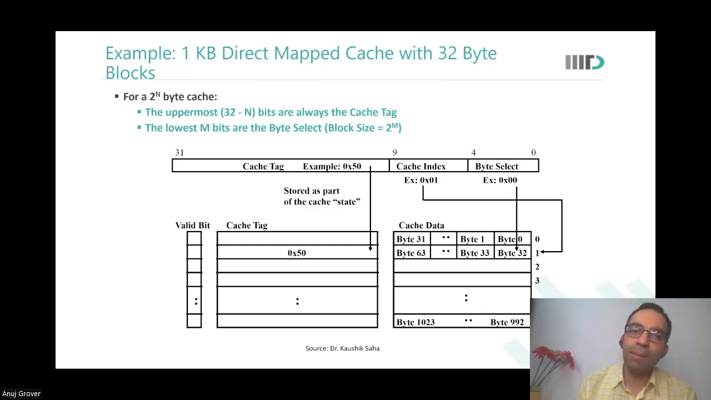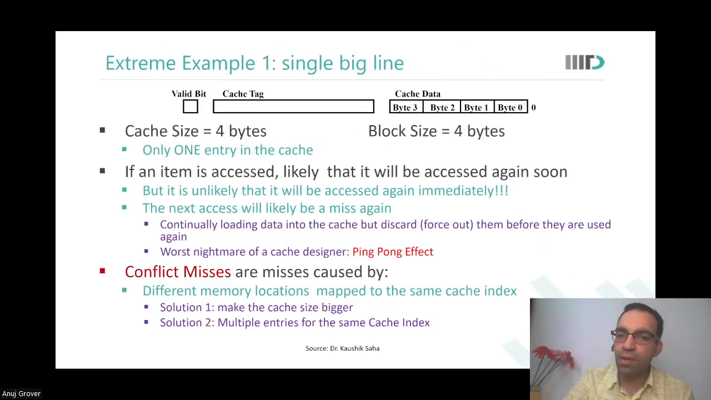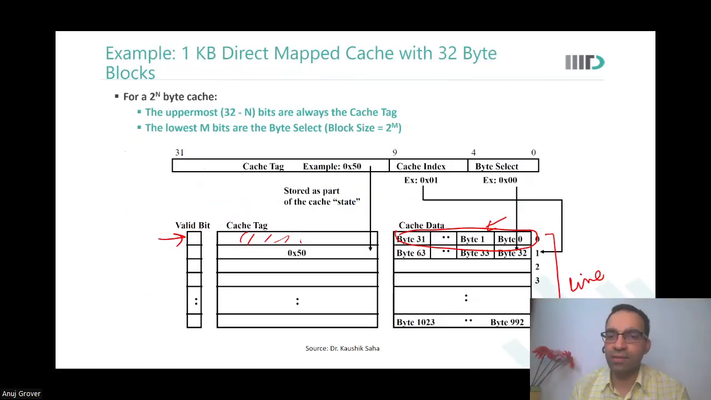Okay. So what is happening? You have a valid bit, you have a cache tag, and you have cache data. Over here, 5 address bits will be used to select which byte, and 5 address bits will be used to select which line. And remaining address bits will be put as tag. Clear? So index is to select the set number.